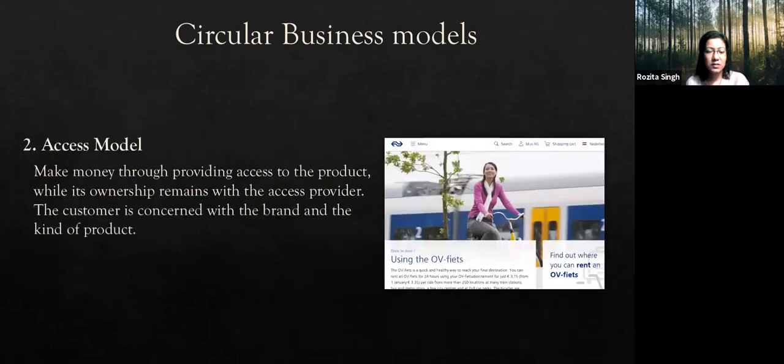Second model is an access model. This is also similar to the first one. How the money is being made is by providing access to the product, and this can be widely geographically distributed. Ownership remains with the access provider. So think about bike sharing models anywhere across the world where you can just come in, jump in, take the bike, return it anywhere, and you are not owning it, you are not maintaining it, you're only using it for your ride. And these days, there are also examples of car service and hop-on, hop-off service that have started coming up using the same model.